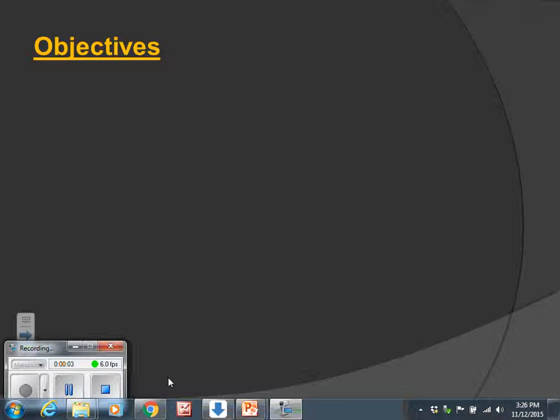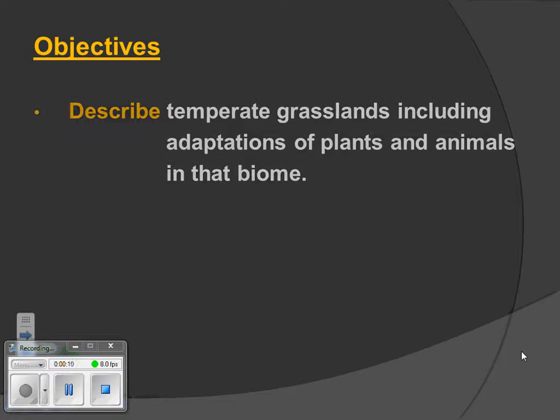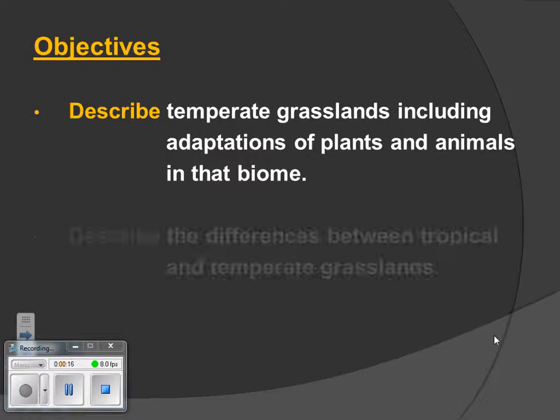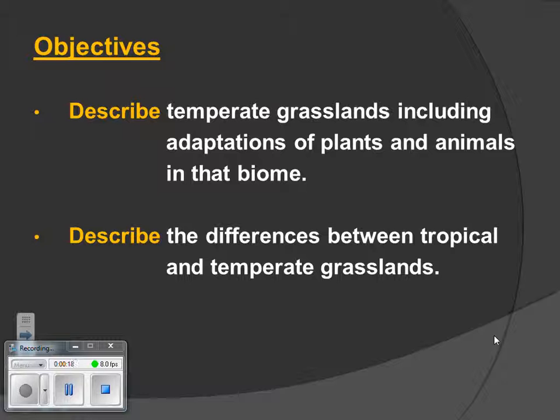Today we're going to be picking up where we left off from the last time, and we're going to be in Roman numeral 2. Today we're going to be looking at temperate grasslands and how animals and plants adapt there, and we're going to compare it to the tropical grasslands that we talked about the last time.